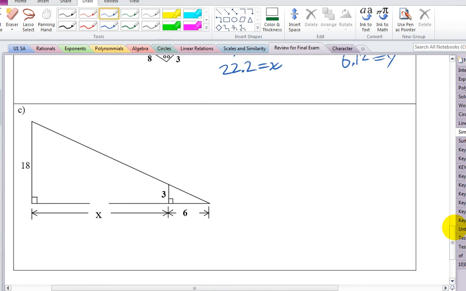What's the trickery on the bottom one? Taylor? You have to find x and then you have to add 6. Right. And the reason is this entire side length of the large triangle is x plus 6. Okay. So we have to be careful, make sure we use that with the large triangle.